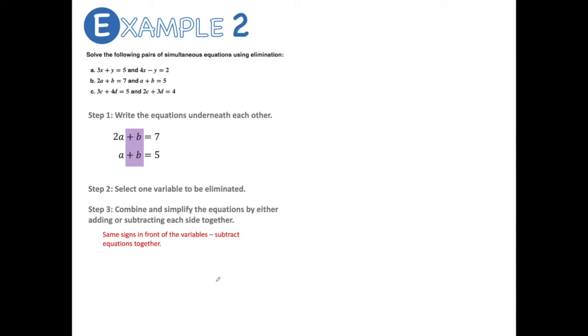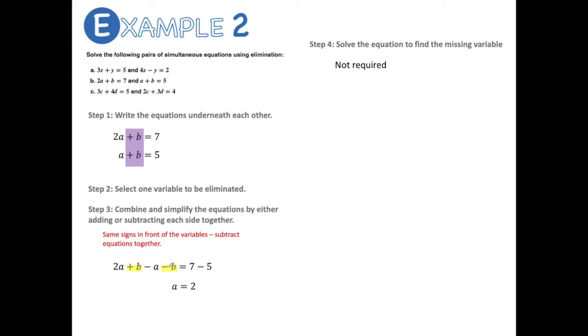So I'm going to start off with 2a plus 2b. Then I'm going to subtract a and subtract b. And that's going to equal 7 minus b. So when I go ahead and simplify, my plus b and my minus b are going to be eliminated, and 2a minus a leaves me with 1a. So a is going to equal 2.